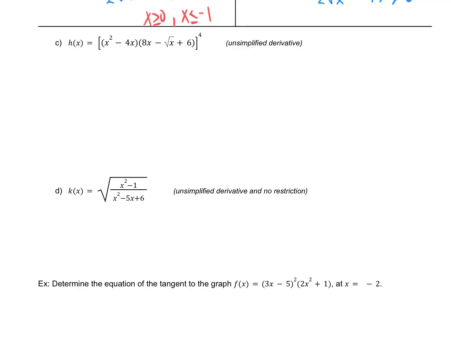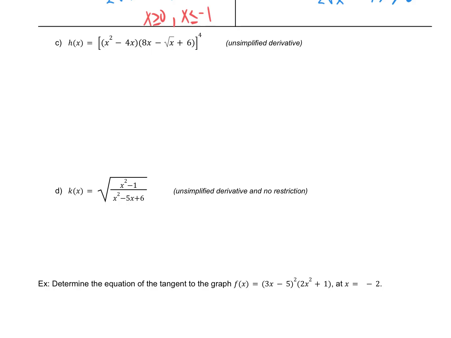For the next two, we're just going to keep them in unsimplified form. So just take that derivative the first step, because these are going to be a little bit more interesting. So for h of x, I have the chain rule because I have something to the power of 4. But then I have a product rule inside as well. And for the next one, I have a chain rule because of the square root, but then I have a quotient rule inside. So it is going to be a longer question. So we're just going to keep it in that first unsimplified form and then write a restriction if one exists.